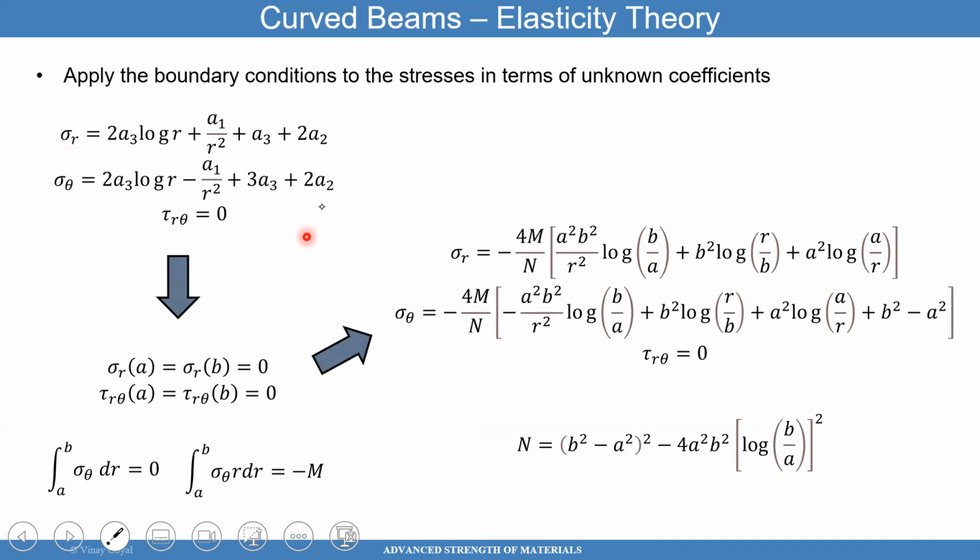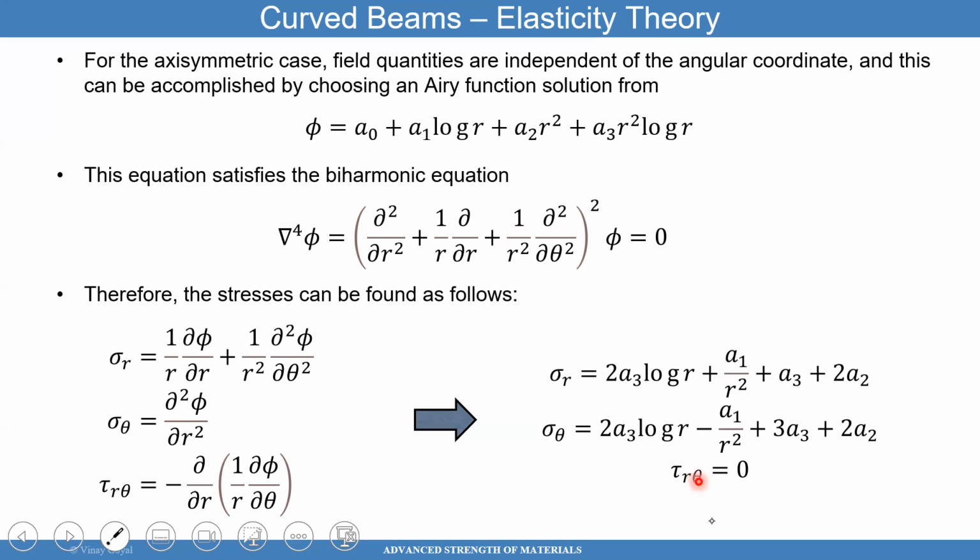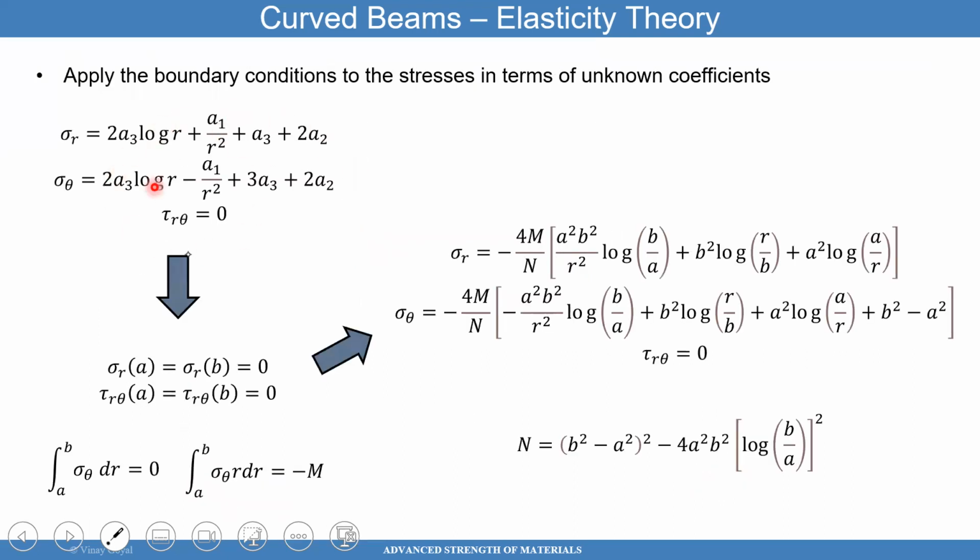So here you can see the tau r theta is 0. So apparently for this problem, for the boundary condition that we have, for the stress function that we have selected, there's no shear stress. And I think that makes a lot of sense. You can check it out later. But I'll impose these 1, 2, 3, 4, 5, 6 boundary conditions into the stress functions, and then calculate A1, A2, A3, and plug them back into the equations here.